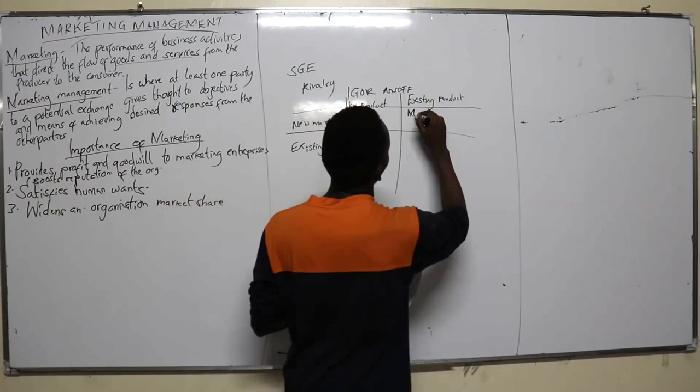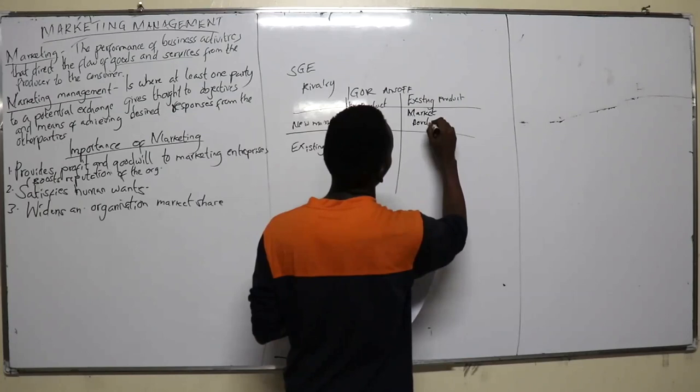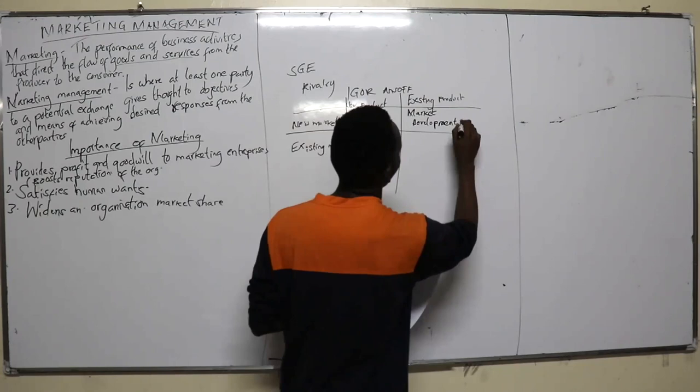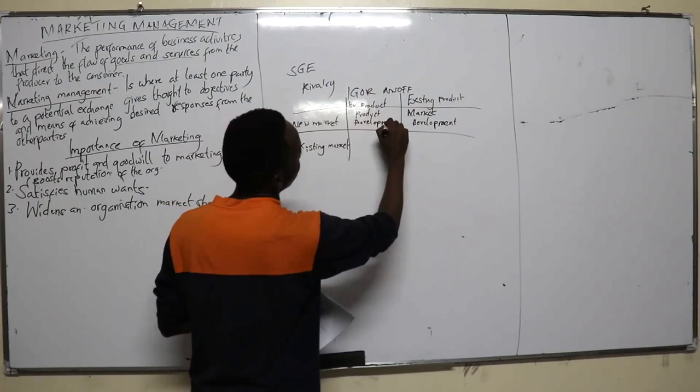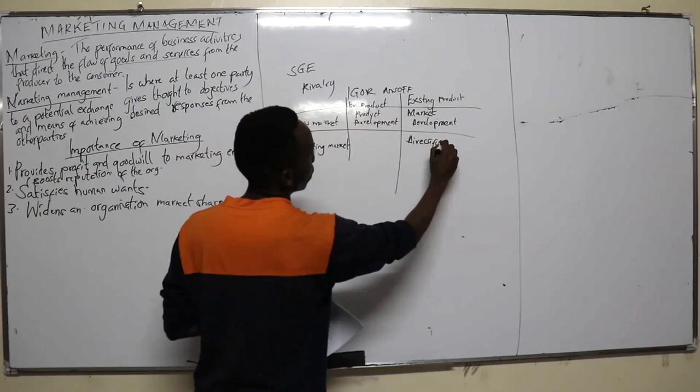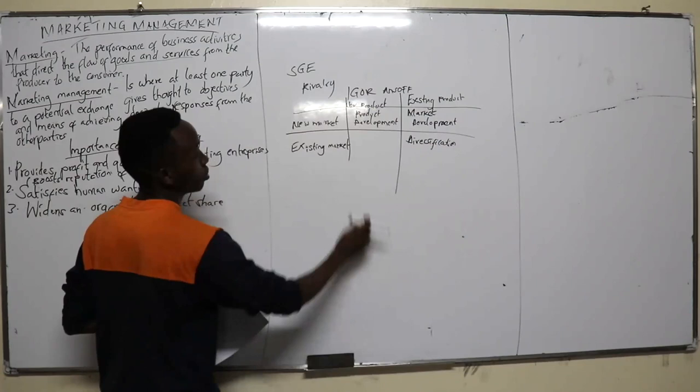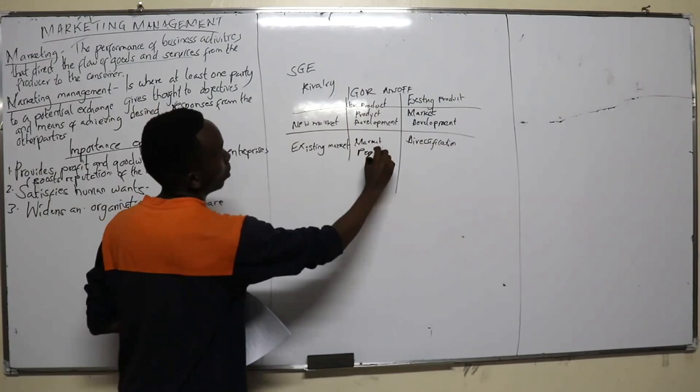Now, an existing product in a new market is called market development. And then for a new product in a new market, this one you call product development, and also diversification, whereby we talked about the different kinds of diversification that we have, either concentric or conglomerate, and also market penetration.